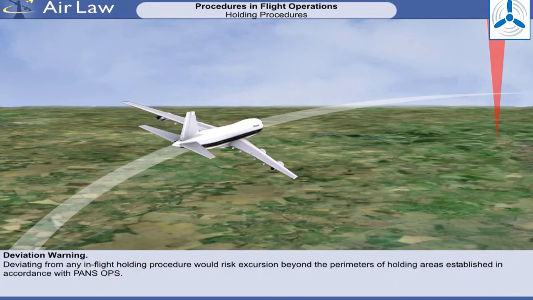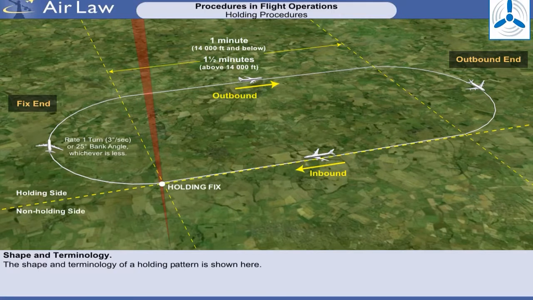Deviating from any in-flight holding procedure would incur the risk of excursion beyond the perimeters of established holding areas, established in accordance with PANS OPS. The shape and terminology of a holding pattern is shown here.